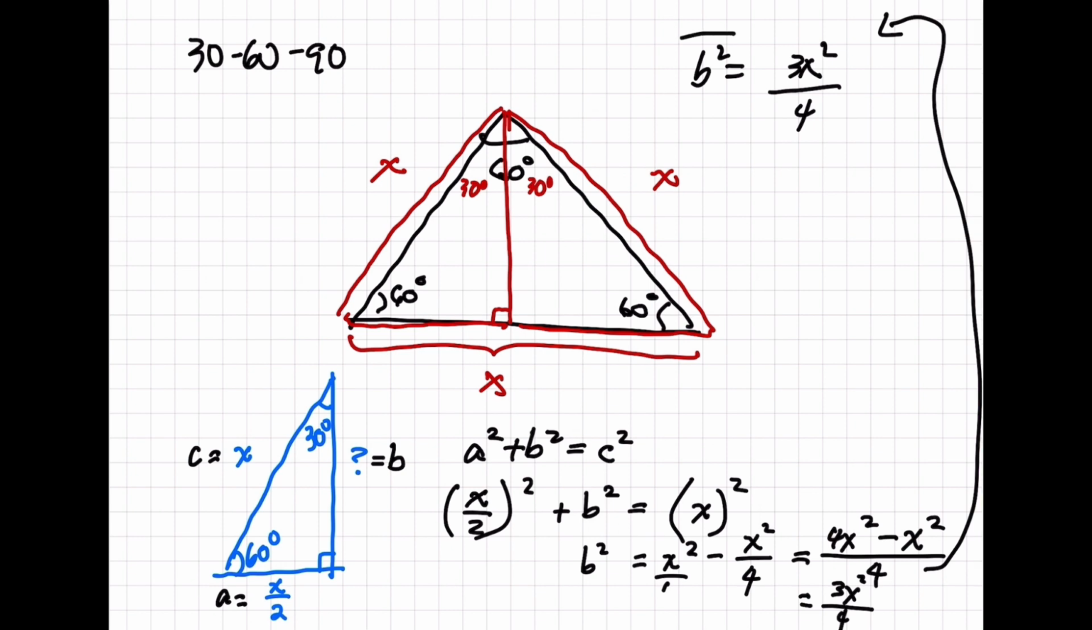Now how do we get the value of b? You just get the square root of each. So that's going to be square root of 3 times x divided by 2. Or I can simply put here x square root of 3 over 2. So that's the other length of my triangle.